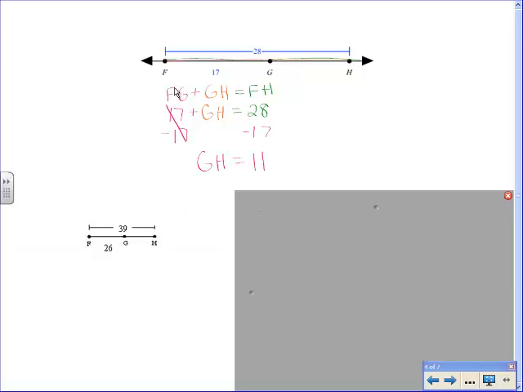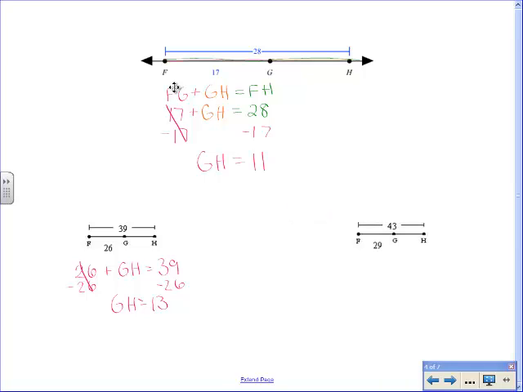Let's try another example of that. In this example, again I have segment FH. This time it measures 39 units. I have point G between F and H. Segment FG is 26 units long. So according to the segment addition postulate, 26, which is the length of FG, plus GH has to equal 39 units, the length of FH. Subtracting 26 from both sides will give me GH by itself on the left and 13 on the right. So GH must be 13 units long.